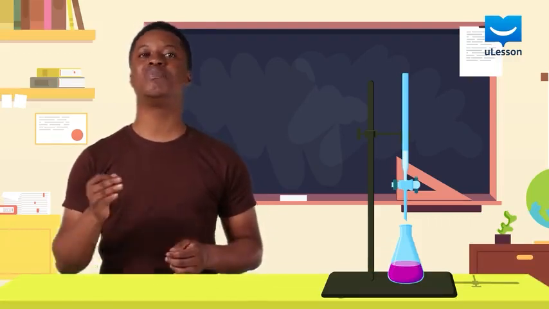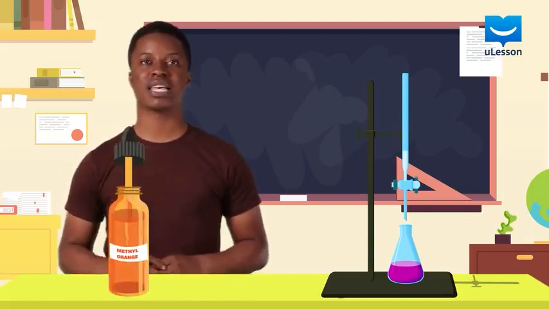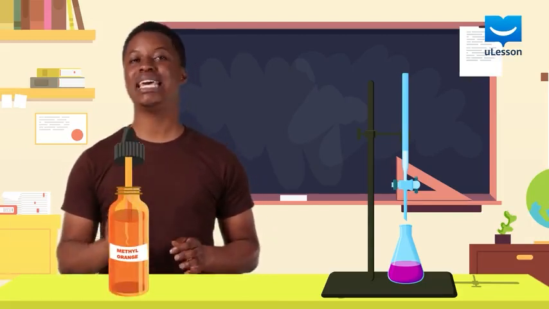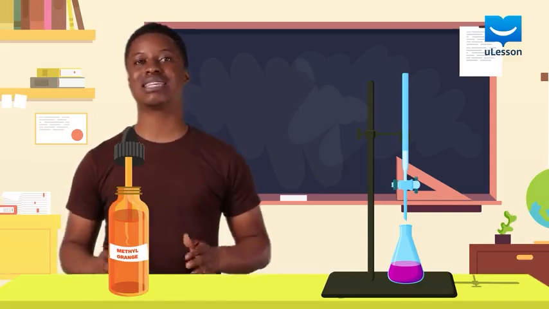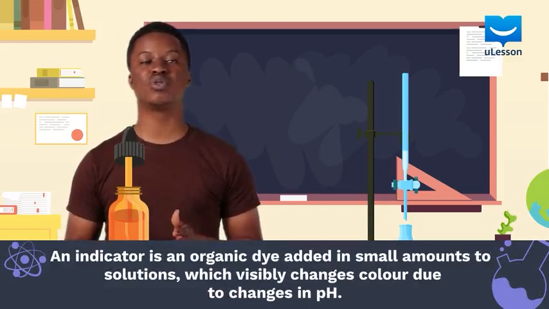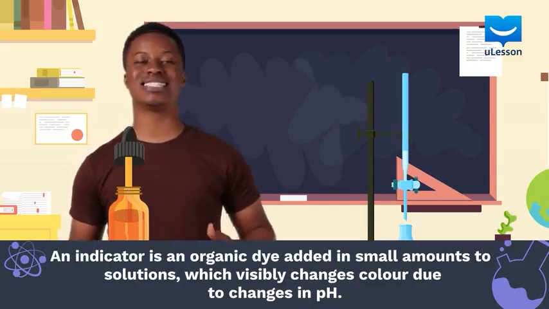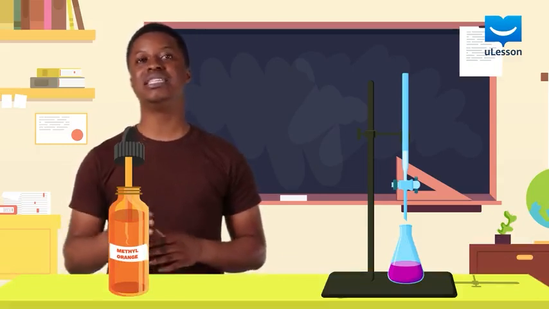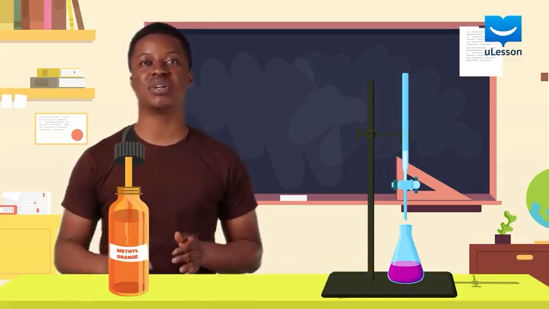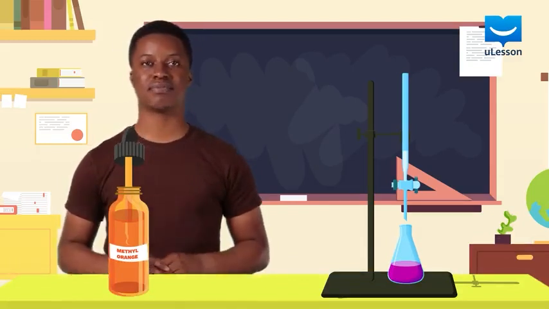One might ask, how do we know when an acid completely reacts with a base? Well, we simply use an indicator. In our SS1 lesson on pH indicators, we agreed that an indicator is an organic dye added in small amounts to solutions, which visibly changes color due to changes in pH. These indicators tell us the endpoint of the neutralization reaction between the acid and the base.